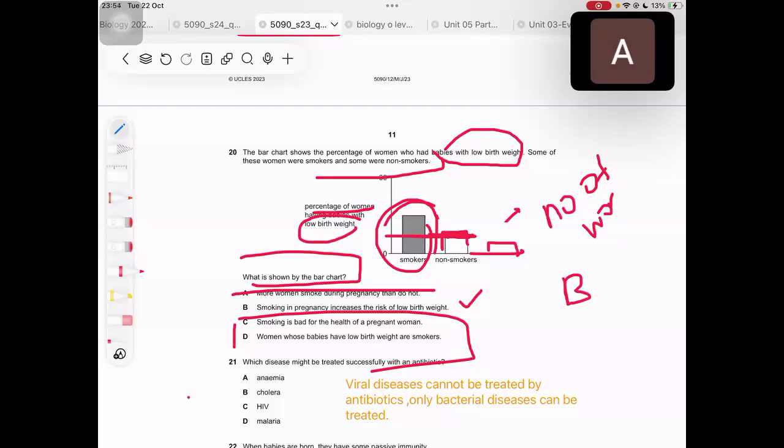C: smoking is bad for the health of pregnant women. Okay, here we're not talking about the health of a pregnant woman. You are talking about the low birth weight percentage, right? Therefore, C can be eliminated. D: women whose babies have low birth weight are smokers. You can't say that either, right? Because among women having babies with low birth weight, there are non-smokers as well. So D is also wrong. Now you can conclude that B is the most appropriate answer from all the four answers, right? Okay.